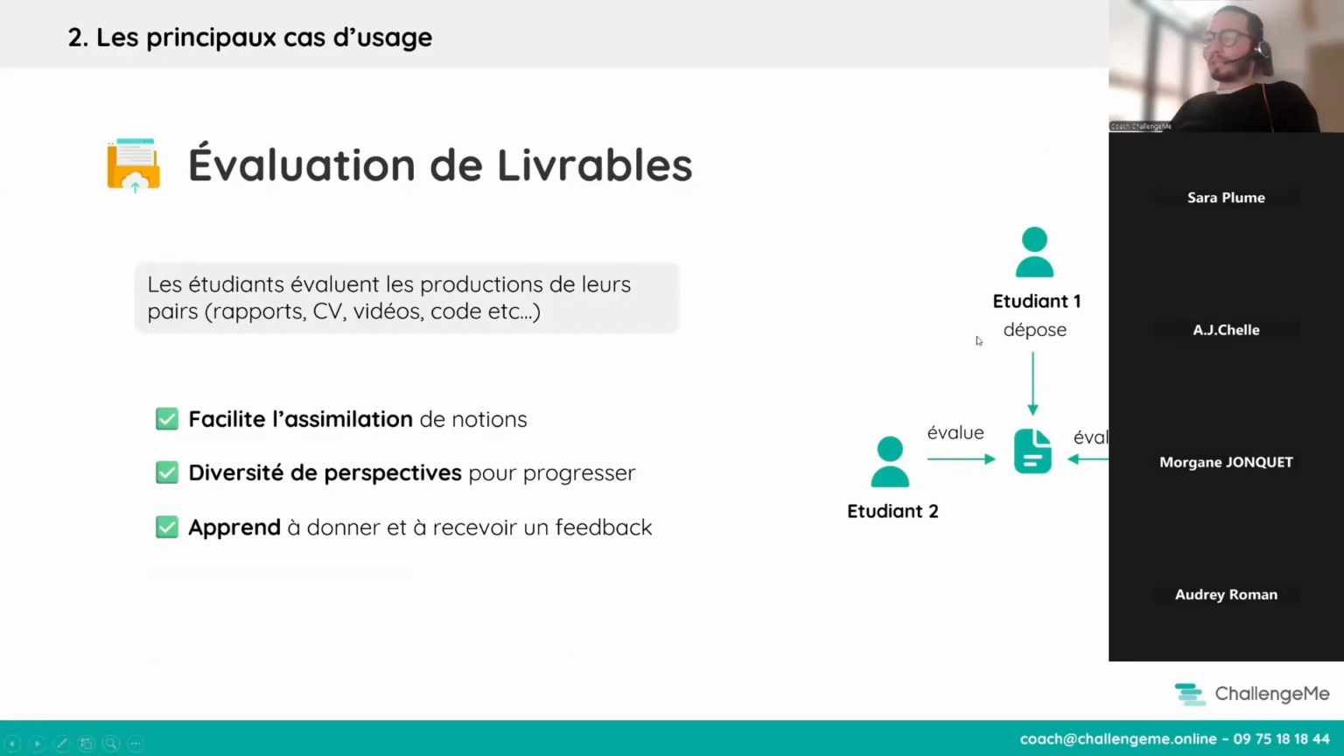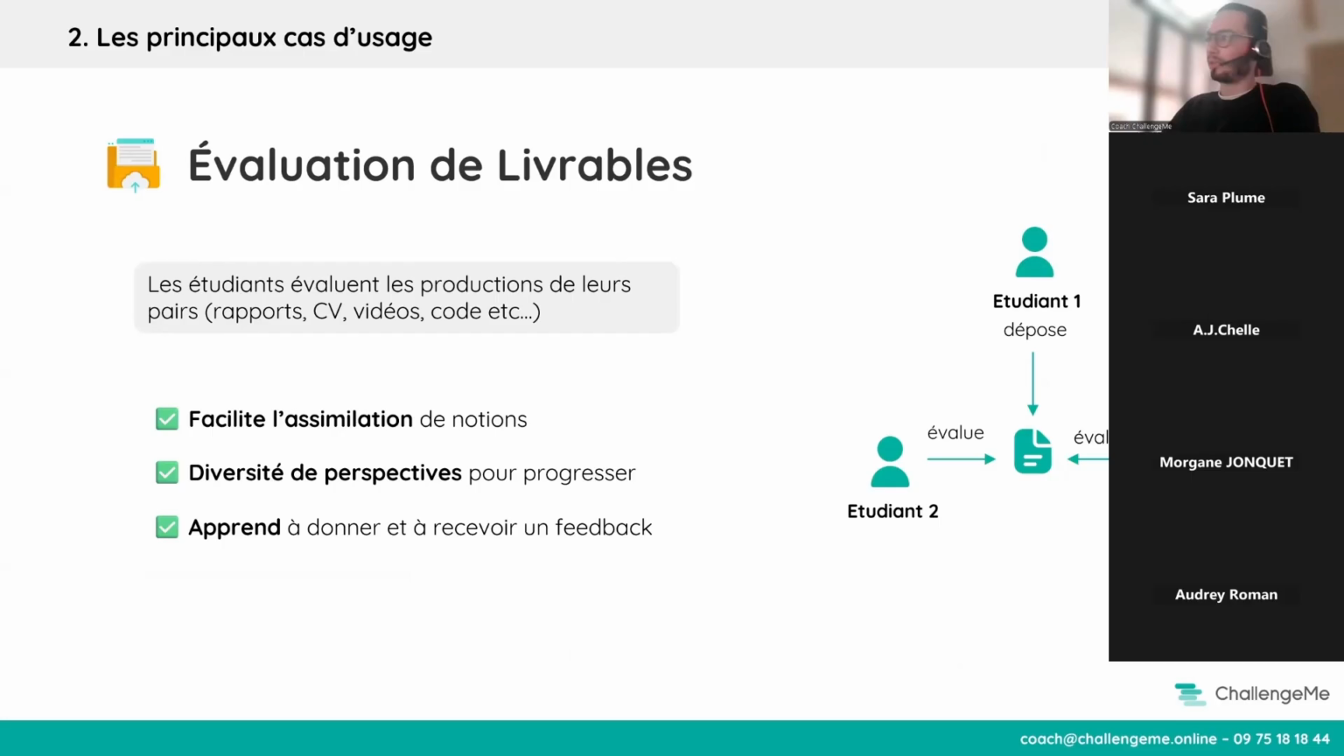So if we take each use case one by one, we'll have the evaluation of deliverables with a small diagram to help understand how it works. So there's a student who submits and others who come to evaluate and provide feedback. This allows each student to receive different feedback on their work. It can be useful for preparing for an exam. It can help students discover what others are doing, see where they stand compared to the rest of the class, and check if they're not off topic with what they're producing. And afterwards, it can also be used to generate a grade.